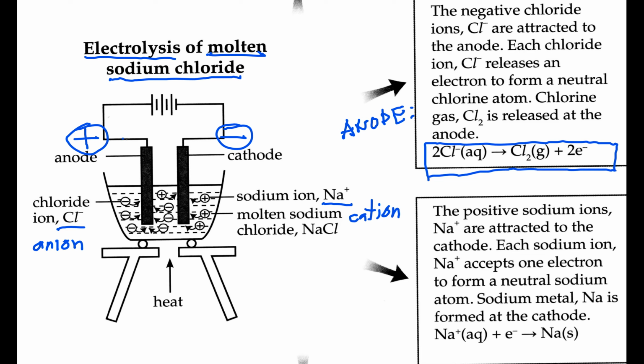So the electron will flow from the anode towards the battery. On the other side, we have the positive sodium ions receiving the electrons and returning back to its original sodium metal state. This is the cathode.